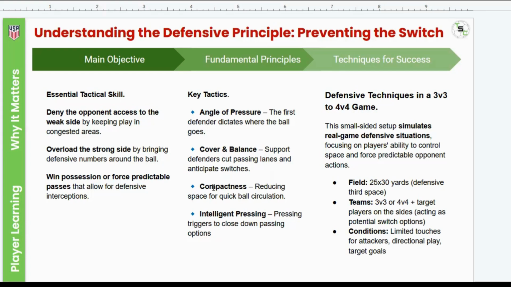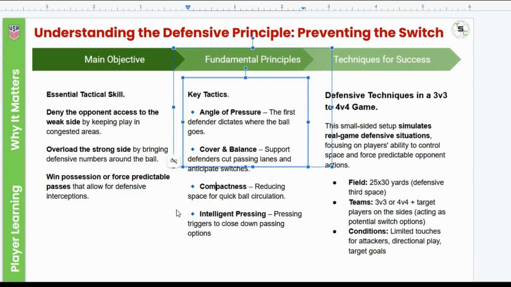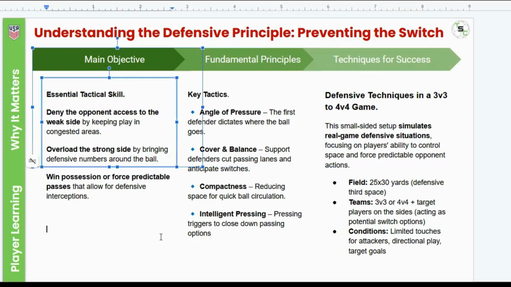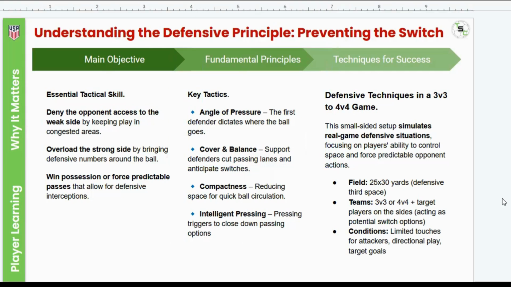Obviously, you look at the distance between players, so your compactness, trying to reduce space for the opponent to play that ball through. You're looking to limit the spacing between your defenders to win the ball back. And obviously, when to press, how to press, who to press, so the intelligent pressing and the pressing triggers.